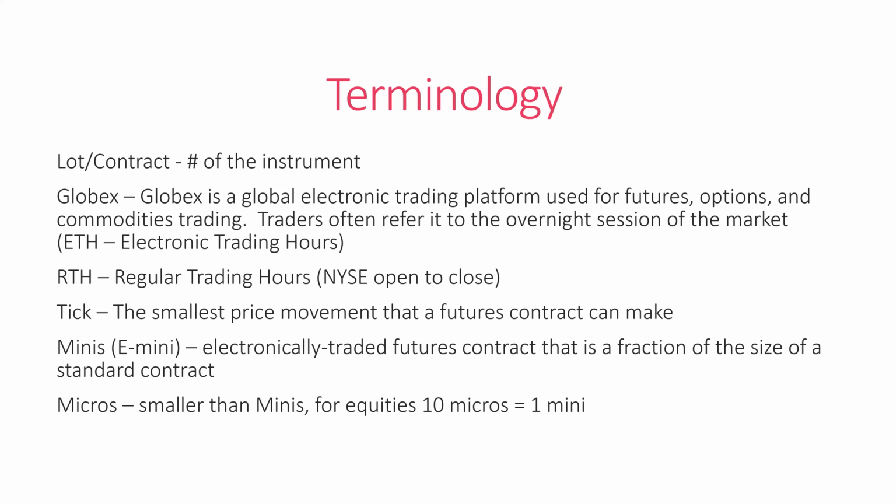Okay. Ticks. Ticks are the smallest price movement. For NQ and ES, that's 1/4 of a point. So when you hear one tick, that just means 0.25. It does not move like SPX, where it's by the cent. So futures will move by 0.25. Minis, I already went over that. Micros. Okay. Perfect.